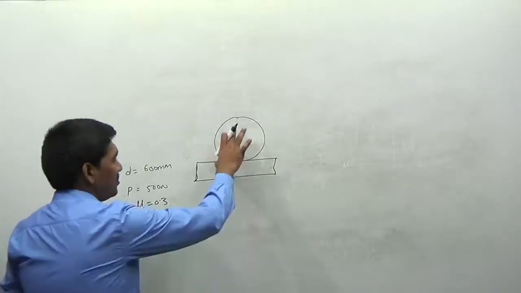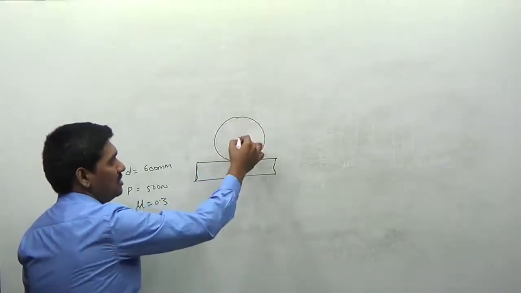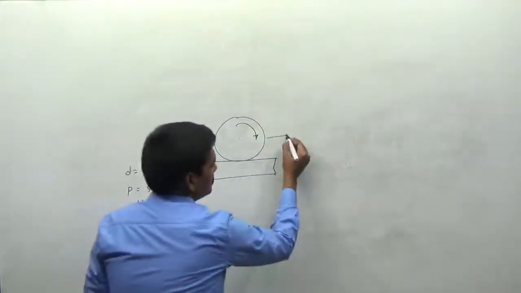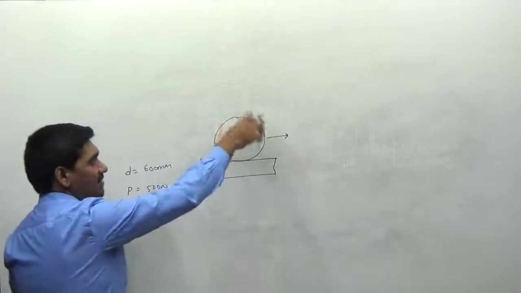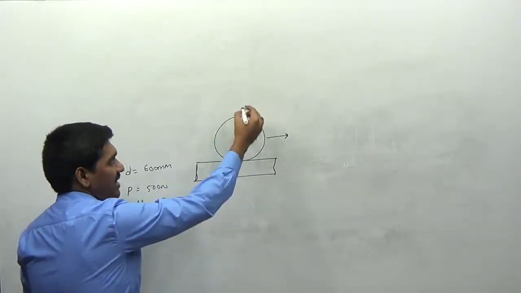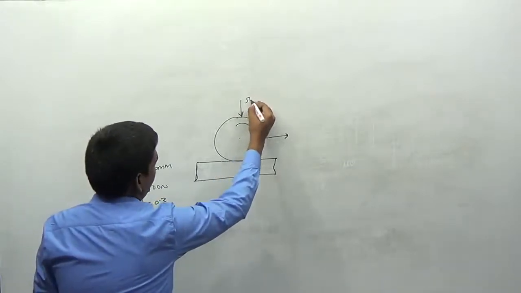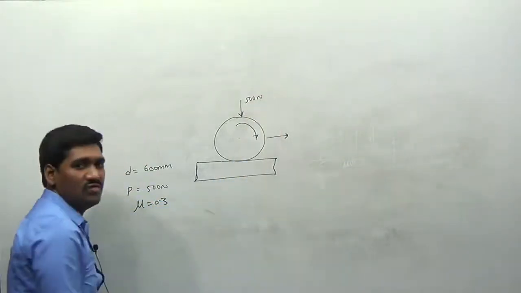Okay, so what is the force that is required to roll this one? I want to roll this one such that it moves in the right direction, and the weight, the load that is acting on this wheel, is 500, it is given. So how can we solve the problem?